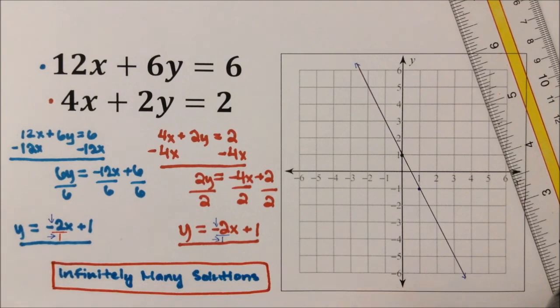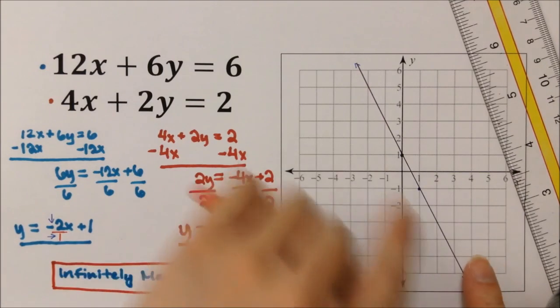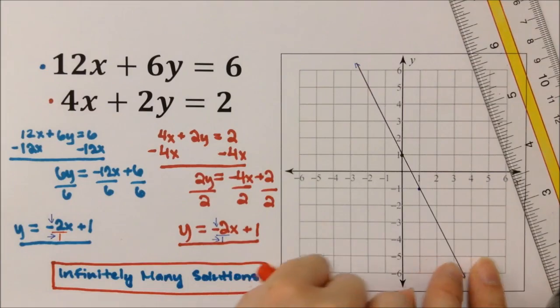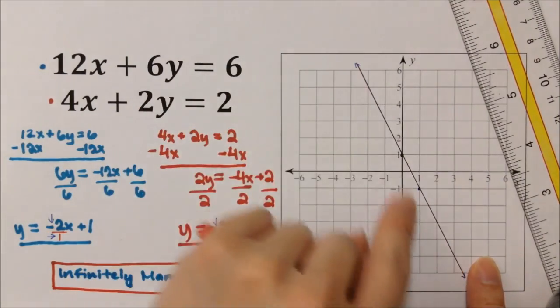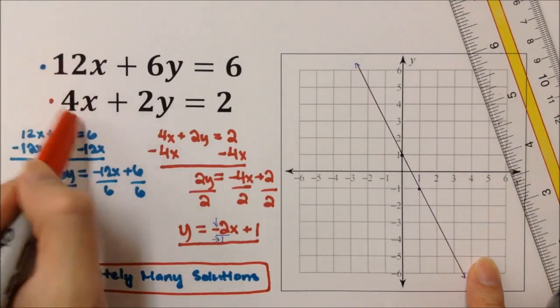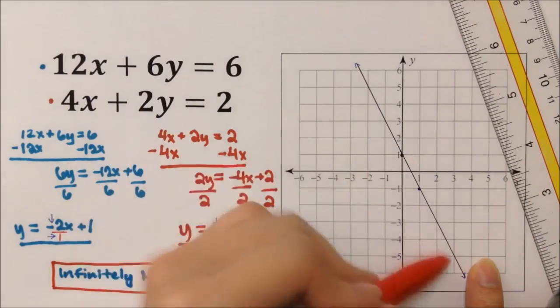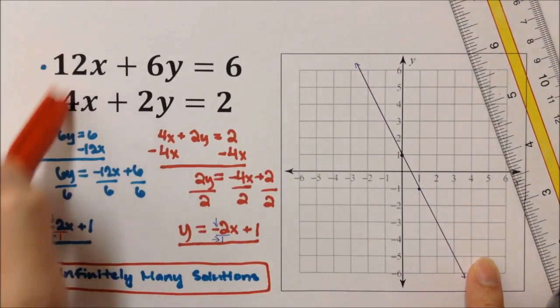So again, to review, when you have two slope-intercept forms that are exactly the same, it means two lines on top of each other. That means that you have multiple points that you can use, and it will work for both equations. So you're going to have more than one solution, and it will work for both equations.